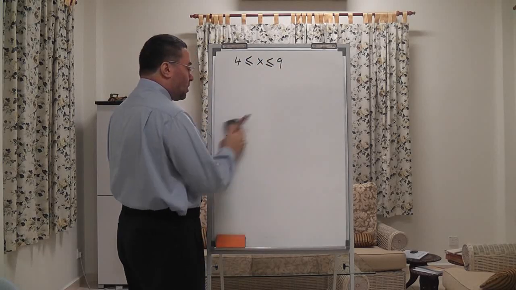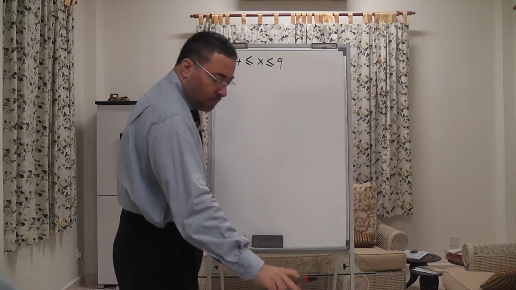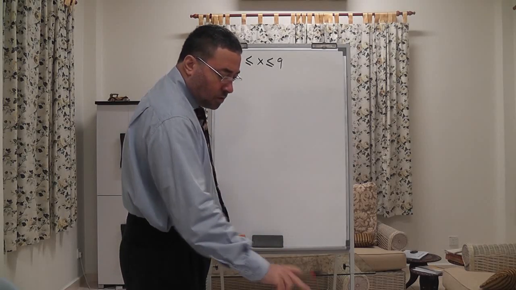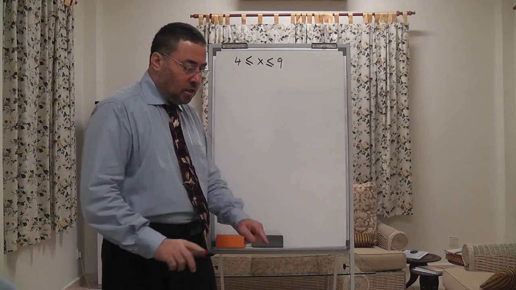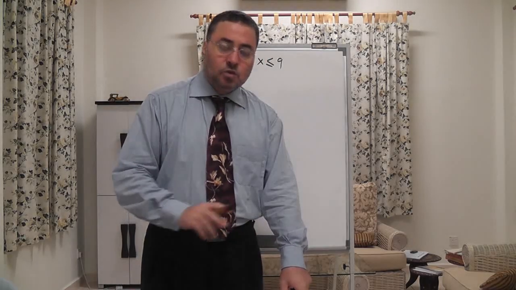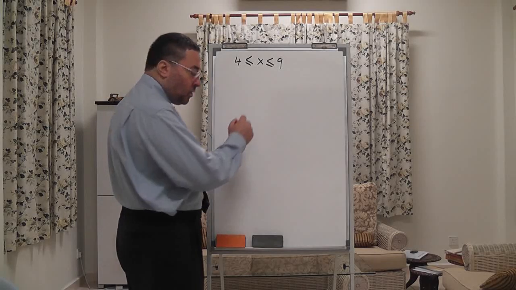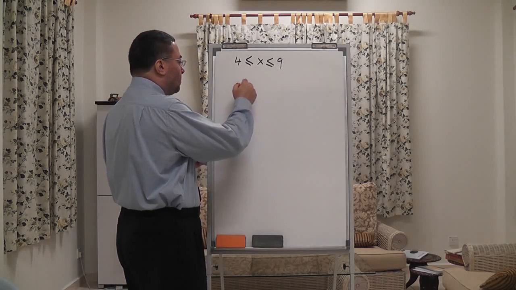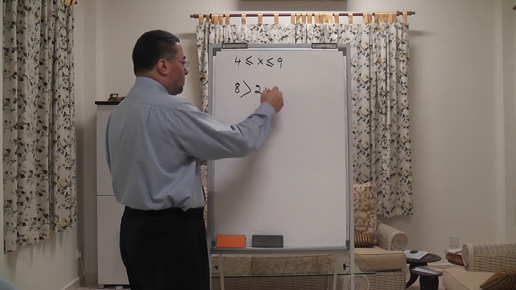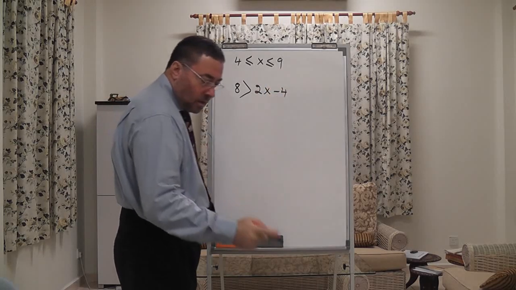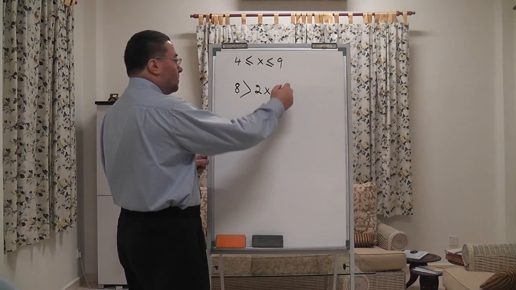And now we will be working on the second inequality. And here these two conditions are connected by the word and, so this is a conjunction. So the second is 8 more than 2x minus 4, and that's more than 6.